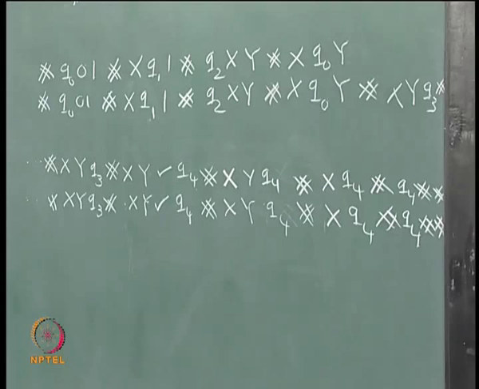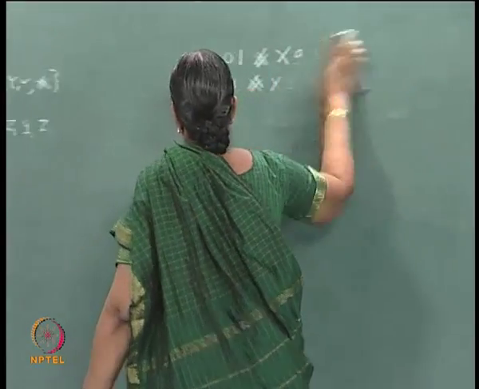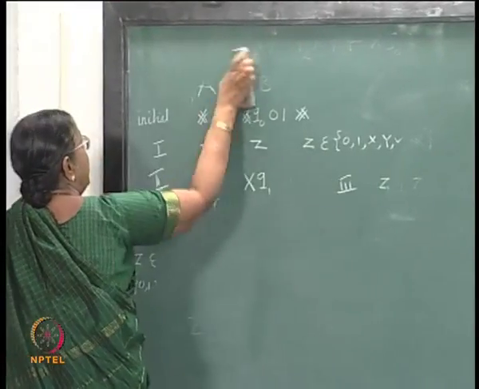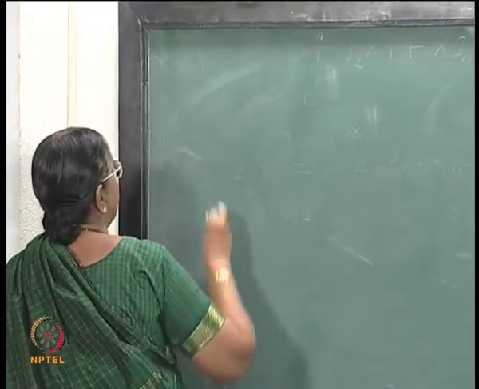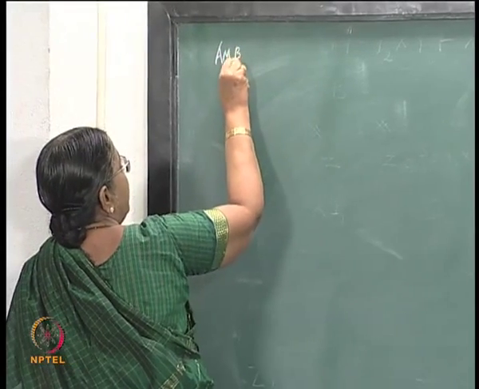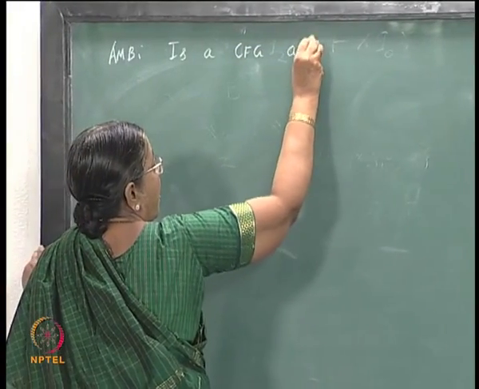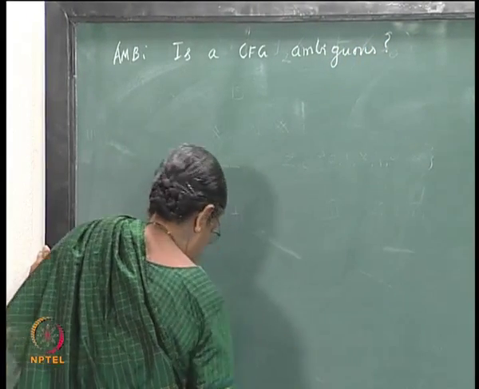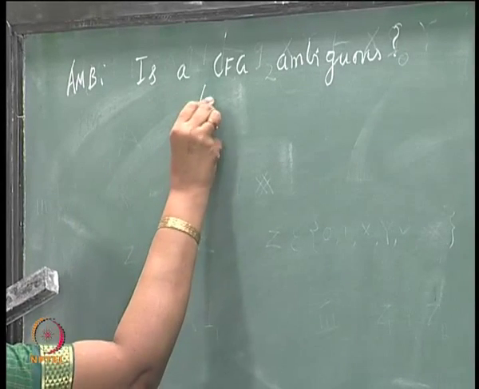Now, we can make use of the PCP to show that the ambiguity problem is not decidable. The ambiguity problem: is a context free grammar ambiguous? The input is a CFG.